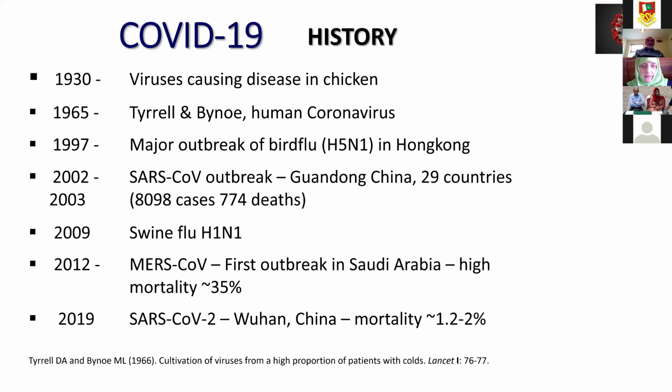Then comes this in 2019, SARS-CoV-2, which started in Wuhan. I never knew about this Wuhan before, only came to know recently after this outbreak came. Average mortality, which different studies are suggesting, is between 1.2 to 2%. Seasonal flu mortality is 1% or even less. So this virus has got a higher mortality as compared to the seasonal flu.